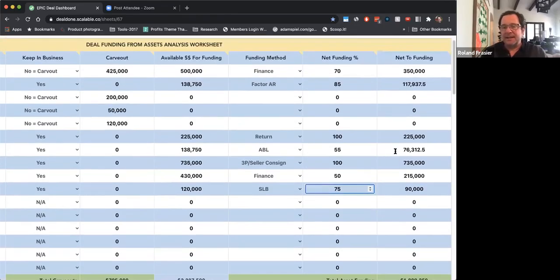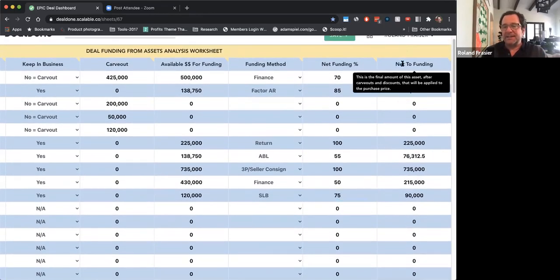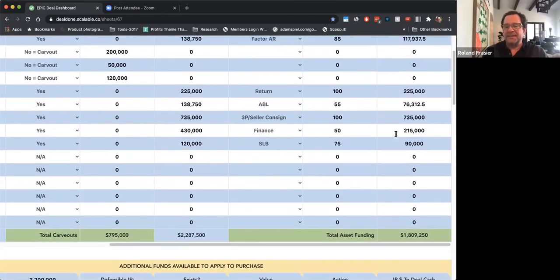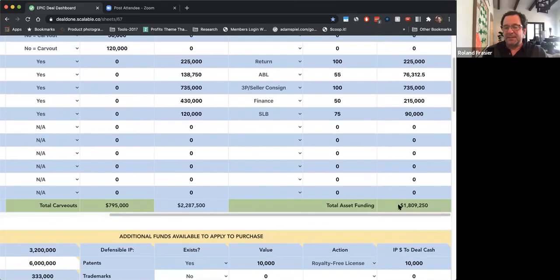So then I'll go over here and say in my net to funding column, this is going to add up all of these items. And you can see it's 1,809,250. And so I've got 795,000 in carve-outs over here. And then I've got asset funding of 1.8 million in excess of that.